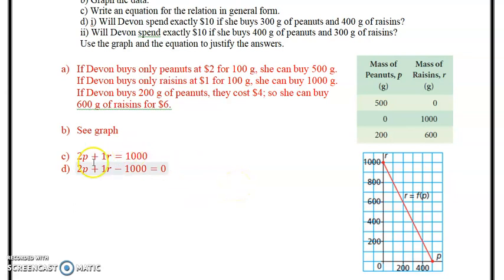Okay. This again can be obtained using the slope point formula. I don't think it's necessary, but you can do that if you wish.